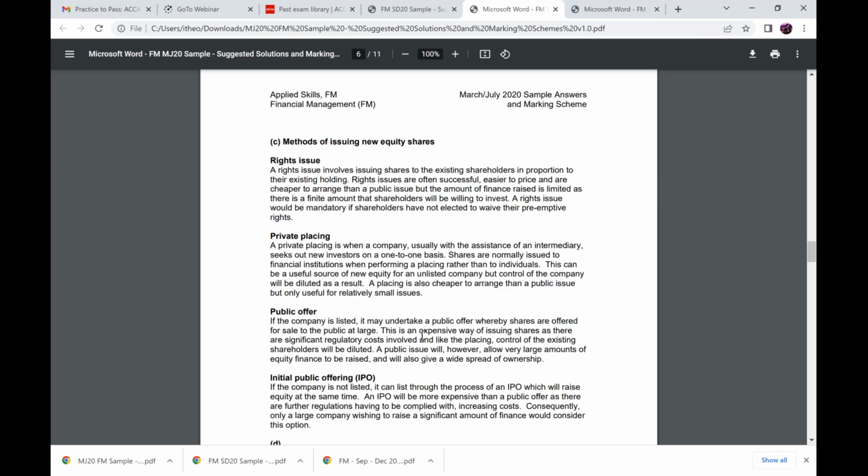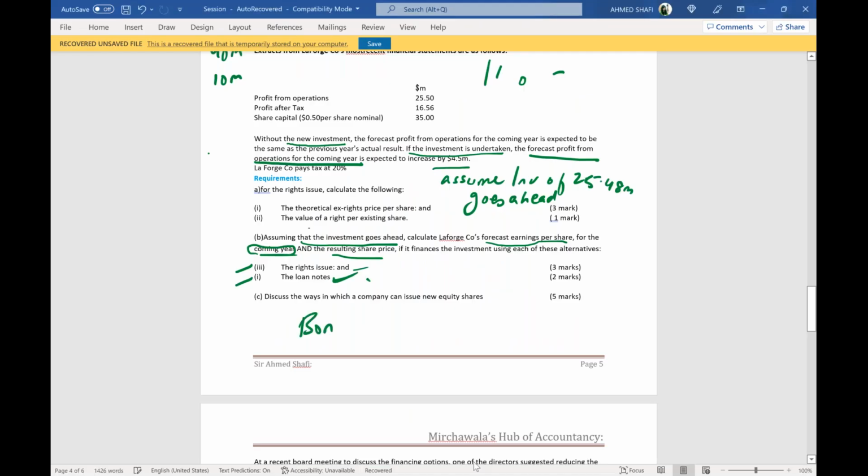People say there are more methods of issuing new equity shares. One method is called bonus issue. Obviously, through a bonus issue, you don't get cash, but new equity shares are issued. So to increase equity shares, a bonus issue can also be done. Then there is scrip issue, paying shares instead of cash as dividend. This is called scrip issue. Again, a part of financial management, that you issue shares rather than cash as dividend. If you issue shares as dividend, again your equity shares increase.